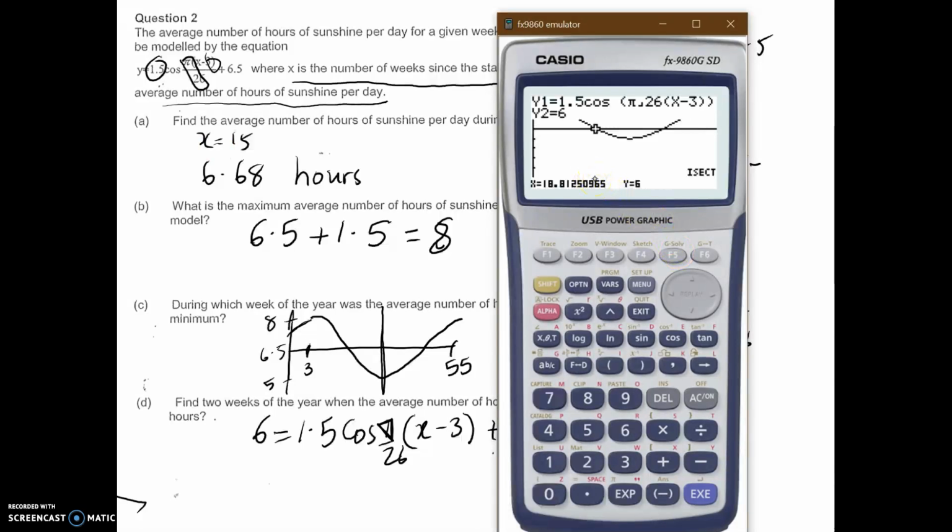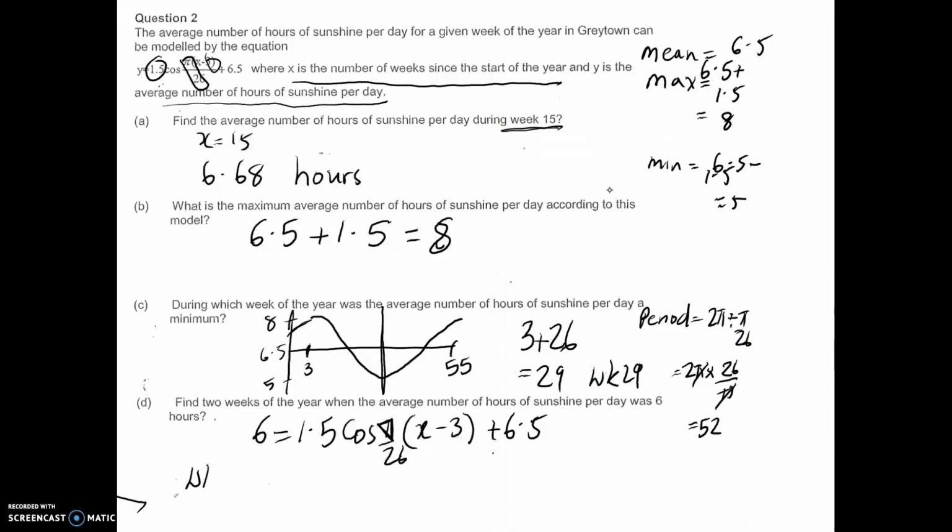The first one is 18.8, and then you press your arrow to the right and it will give you the next one, which is 39.18. The question asks for 2 weeks of the year when the average number of hours of sunshine is 6. So the first one is week 19, and the second one is week 40.